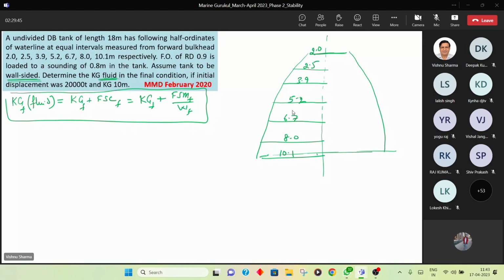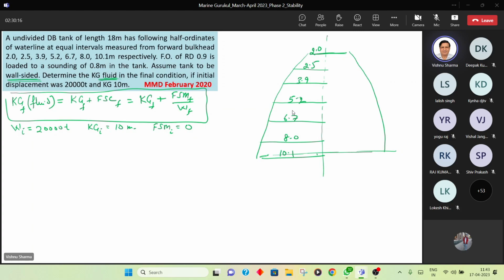Okay, beta? What is the initial displacement of the ship, guys? Look at the question and tell me what is the initial displacement. 20,000 tons. What is the initial KG of the ship? 10 meters. Is there anything given about any initial FSM? No, not given. So I'll take 0. Correct, guys? Yes, sir.